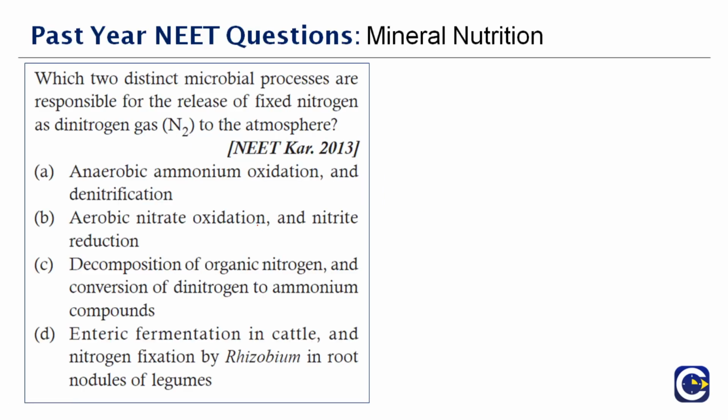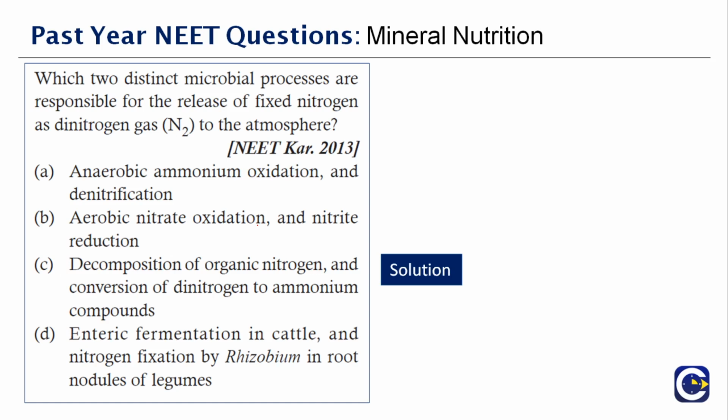Which two distinct microbial processes are responsible for the release of fixed nitrogen as dinitrogen gas to the atmosphere? We all know that plants need nitrogen also as a source for survival, like carbon dioxide and oxygen. Certain bacteria and certain fungi help in the fixation of nitrogen for the plant, and they live in a symbiotic relationship. For example, nitrogen fixing bacteria like cyanobacteria and many others are a part of that system.